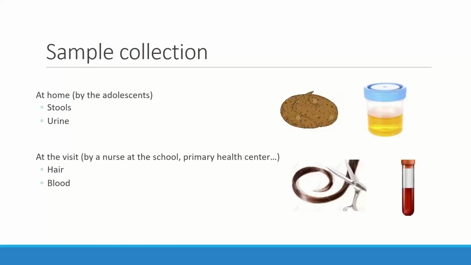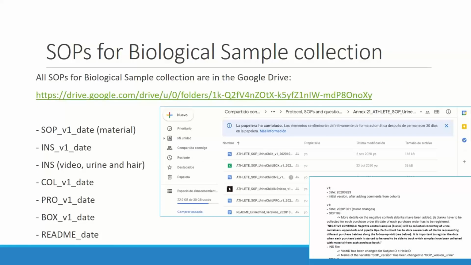So, okay, in this athlete visit, we are collecting 4 different types of samples. We are collecting stools and urine samples, and these samples are collected at home by the adolescents. And during the visit, we are collecting hair and blood. You can find the protocols explaining how to collect all these samples on the Google Drive. Here you have the link, and I think you already know where all these files are.